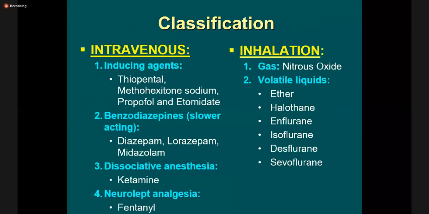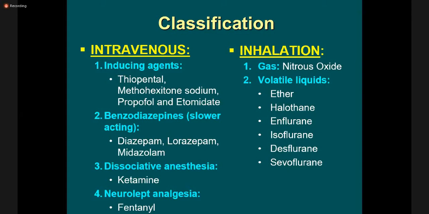Again, this is a repetition. This is the main slide, and this is the summary or classification of anesthetic drugs. We have divided the general anesthetic drugs into two parts: inhalation anesthetics and intravenous. The first one, the inhalation anesthetics, you have covered. Now we are doing the second part, that is the intravenous anesthetics.